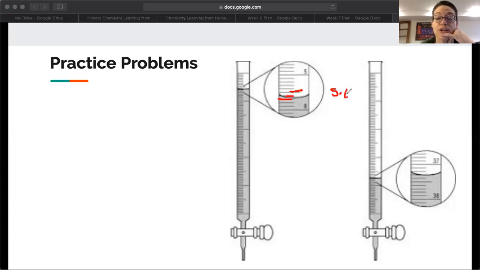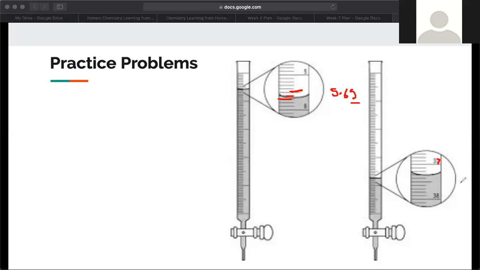So on a burette, you can estimate to this place. That is the expectation, that you would estimate to that place. So then what is the volume on this one on the right? That's a 37, in case you were wondering. 37.3. So technically it would be 37.30.